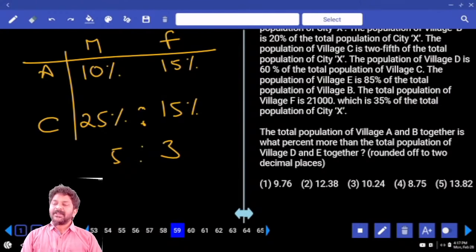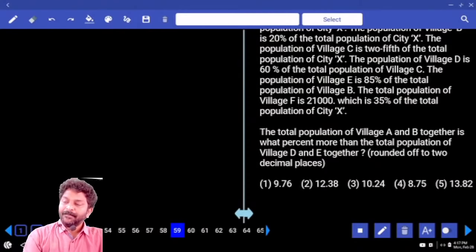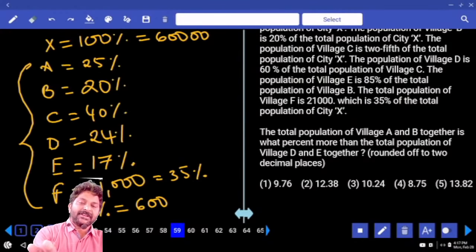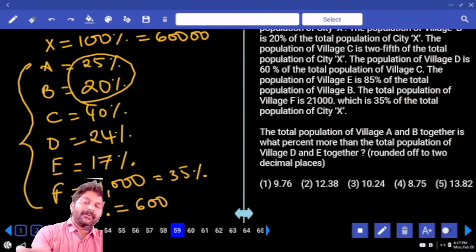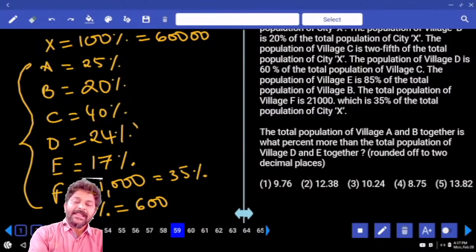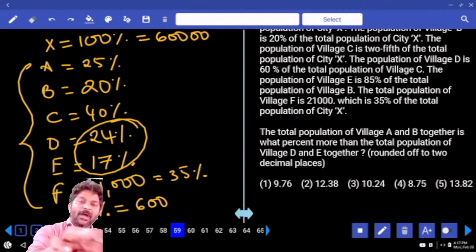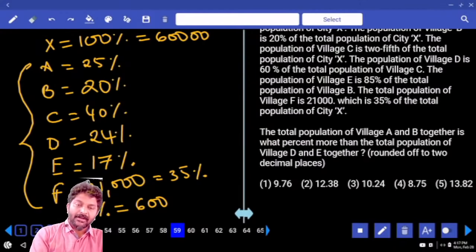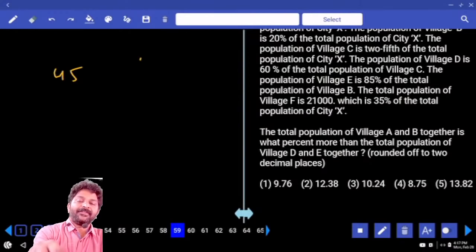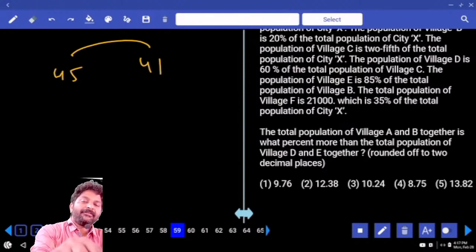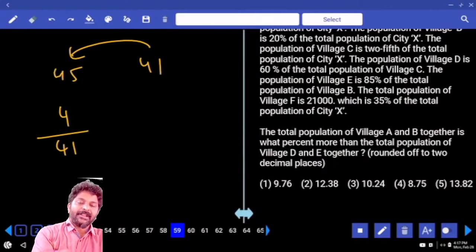What is the population of, total population of village A and B together is what percent more than total population of D and E together? AB together population 40, D and E together 41. AB together 45, D and E 41. 45 is how much more? 4 more with respect to 41.